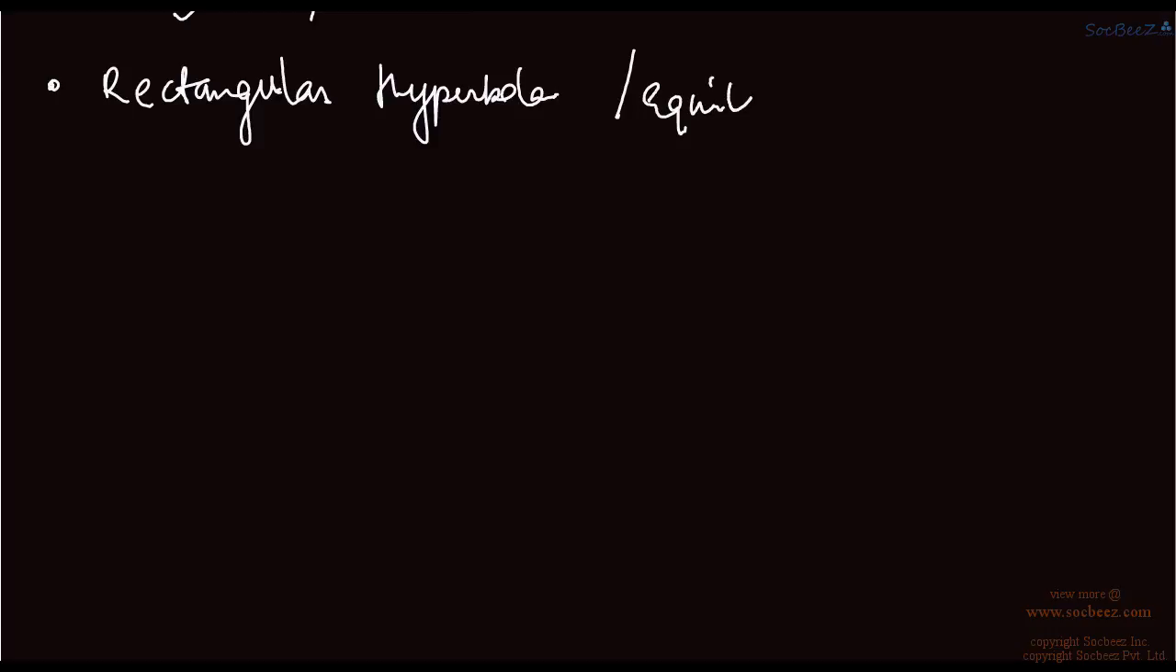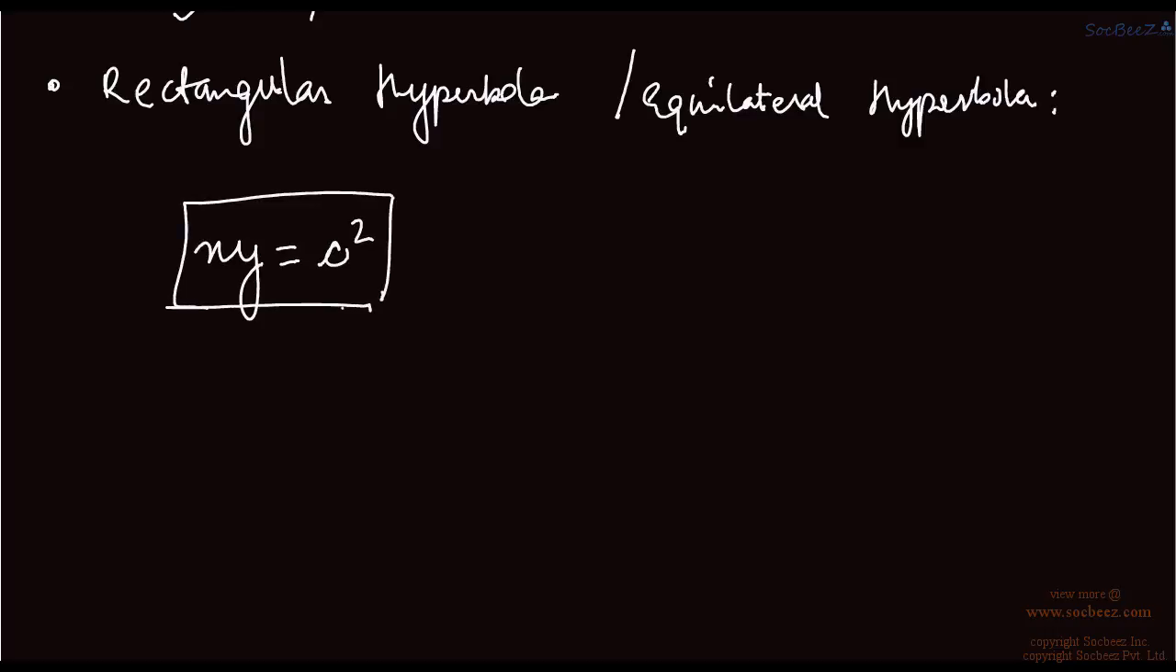It's also called equilateral hyperbola. This is also the favorite topic from hyperbola. This is xy is equals to c square. This is the hyperbola. Okay, you can see the equation. Like I will take a graph of xy is equals to 1.